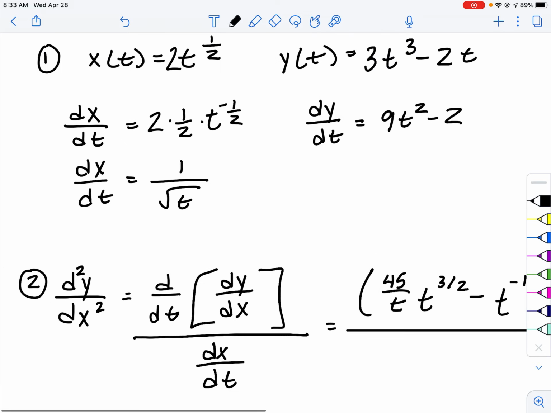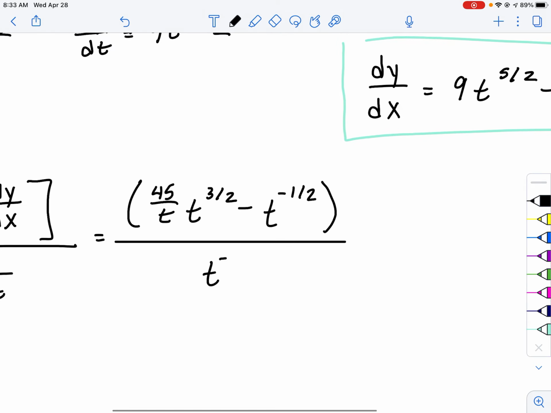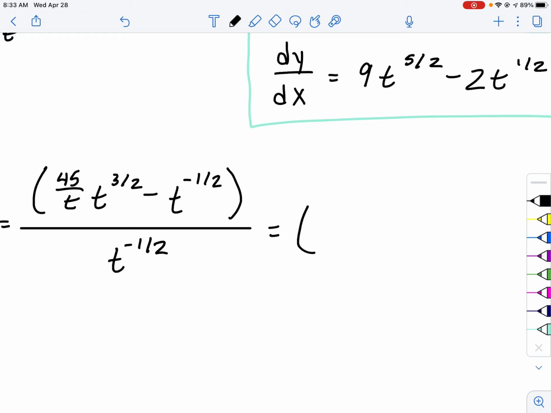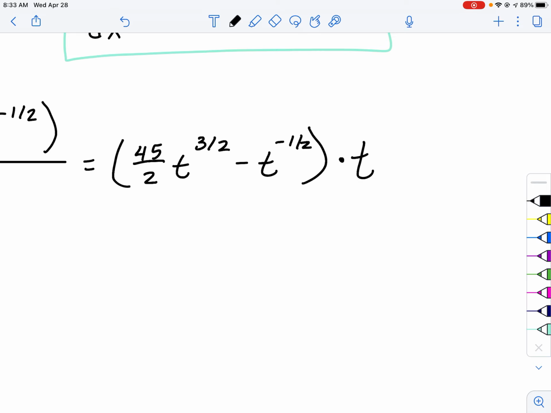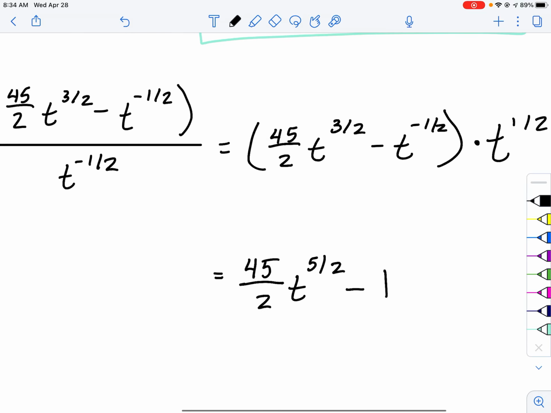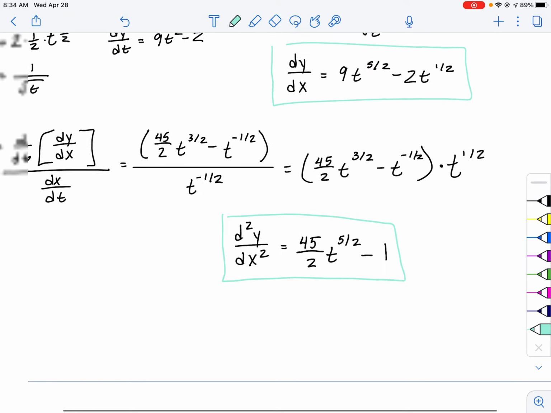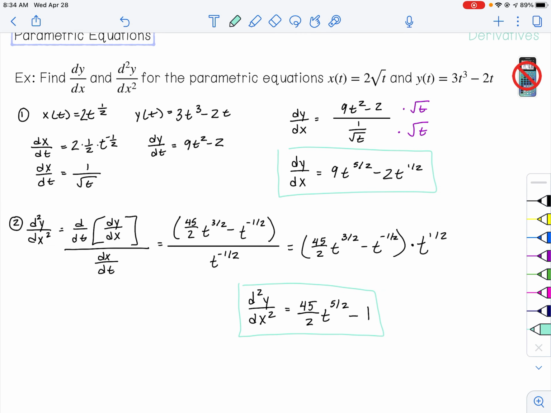And then we're going to divide that by our dx/dt, which was t to the negative 1/2. Whoops, there's a typo there, that's not a t in the bottom, that's a 2. We have 45 over 2 t to the 3/2 minus t to the negative 1/2. And instead of dividing by t to the negative 1/2, let's bring up that negative exponent and make it a positive 1/2. So our second derivative is going to be 45 over 2 t to the 5/2, minus 1. Those two t's to the negative 1/2 and positive 1/2 cancel each other out. So there's our second derivative, d squared y over dx squared. You just have to remember when you're taking a second derivative with parametric equations that you take the derivative with respect to t of your first derivative and then divide it by your first dx/dt.